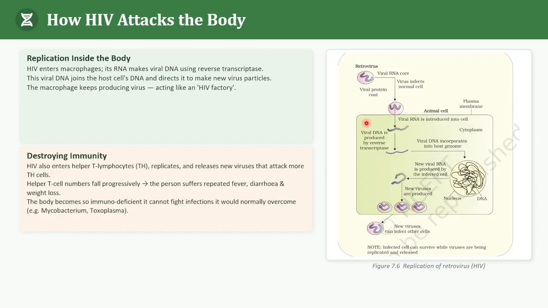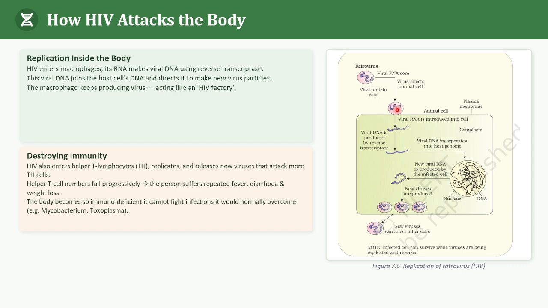Next we are going to see how HIV attacks the body. See what actually happens after HIV enters the body. Let's imagine HIV as an intruder entering the immune system. Now HIV enters the macrophages. You can see here also. The virus contains RNA, but the virus needs to make DNA. So it uses a special enzyme called reverse transcriptase.